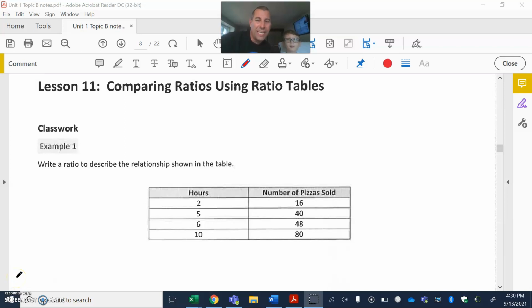We are working on our lesson number 11 here. We are comparing ratios using tables.